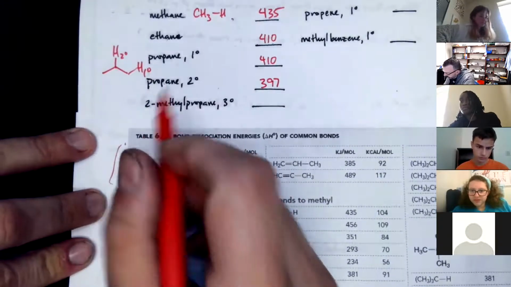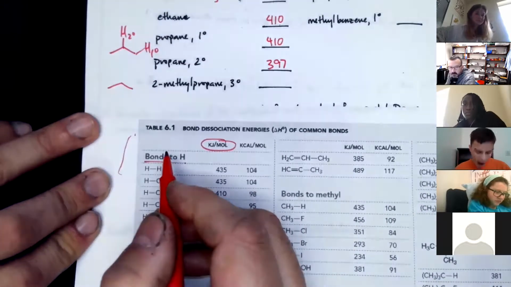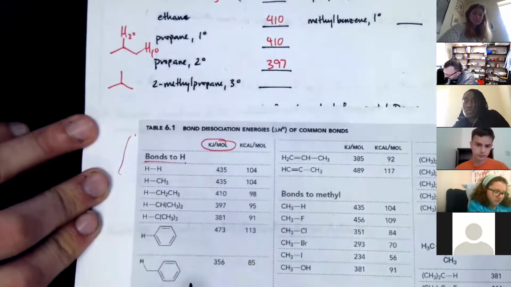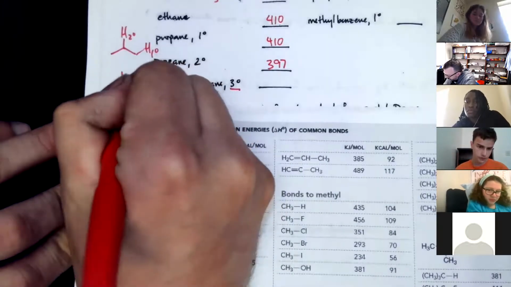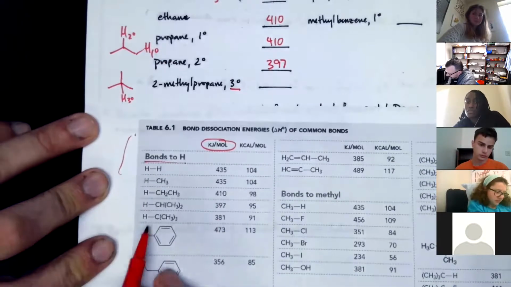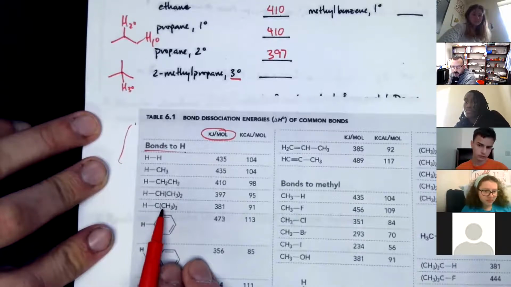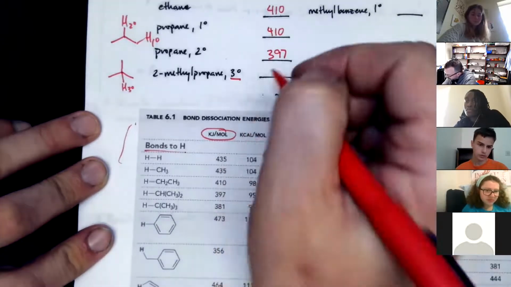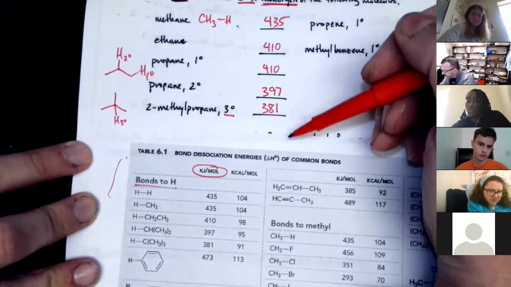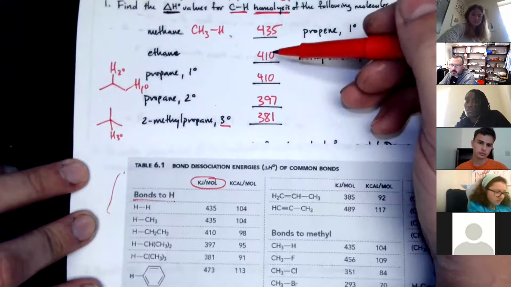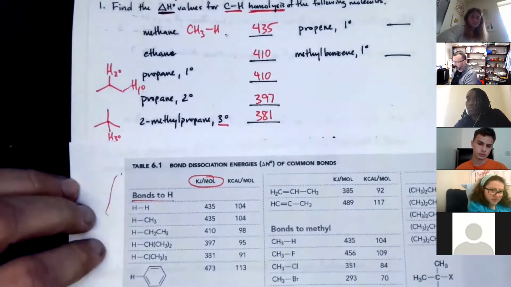This next one, 2-methylpropane. There's propane. There's 2-methylpropane. Then it says the tertiary hydrogen. So it's this hydrogen here. And that is this one right there in the next row of that column. So that's 381. Looking at these numbers, can you see a trend? If so, can you explain that trend to me?